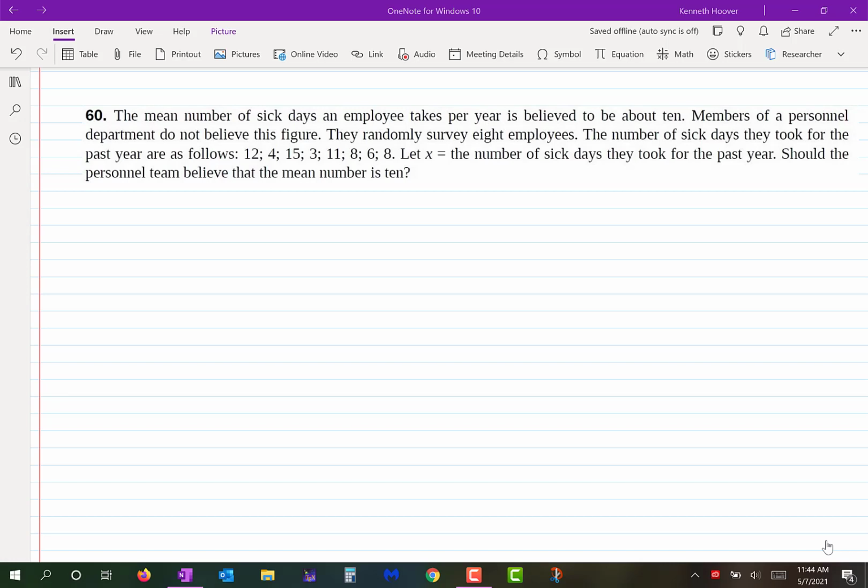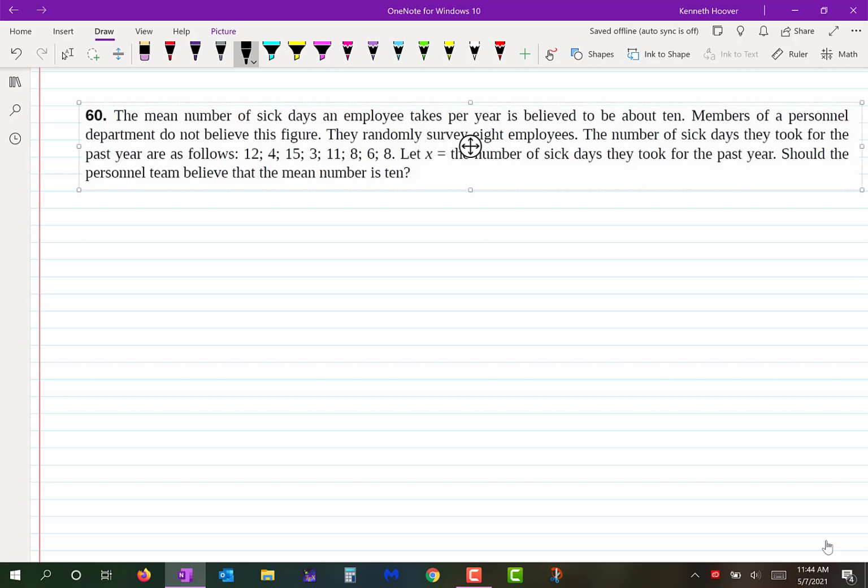Okay. The mean number of sick days for an employee is believed to be about 10. Members of a personnel department do not believe this. They randomly survey 8 employees. Okay, N is 8. The number of sick days they took for the past year are as follows. And then they list them out for us.